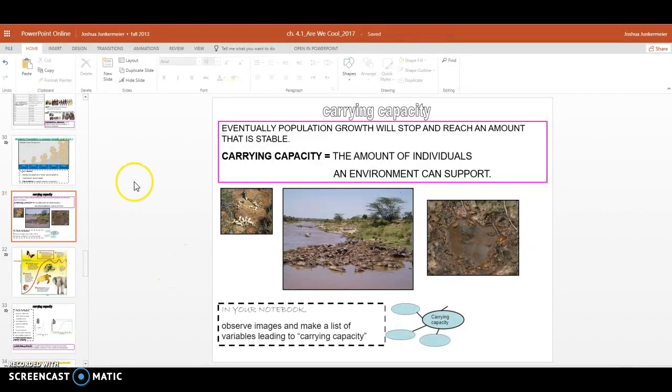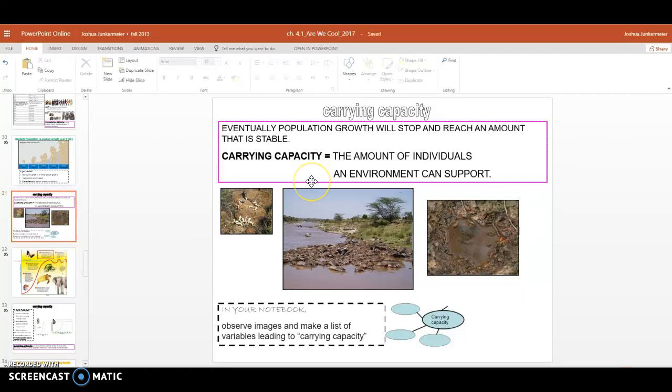What happens? All right, so welcome aboard. This is slide 31, and slide 31 deals with these questions. What happens when a population gets too big? Well, let's look. It says, eventually, population growth will stop and reach an amount that is stable. So any species will eventually stop growing exponentially when it reaches this thing called carrying capacity. This is the amount of individuals an environment can support.